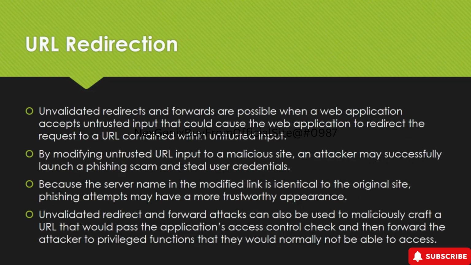Now let's talk about what is URL redirection. Basically, URL redirections are possible when a web application accepts untrusted input, and by modifying this untrusted input, we can redirect to a malicious website. So in that case, an attacker may successfully launch a phishing scam or steal user credentials. You must be wondering how we can hunt for URL redirections. You just need to find a URL parameter having some kind of tendency to redirect somewhere.